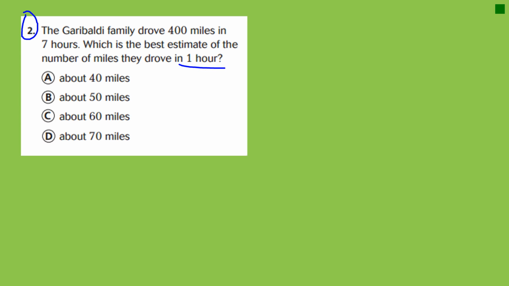Well, let's see here. I need to take 400 and separate it into the 7 hours. So yeah, this is a division problem, isn't it? I'm taking the big number of miles, separating it into the hours, because I want to find out what they drove per hour in 1 hour. Now I'm just going to look at these choices. 40, 50, 60, 70. Well, let's see, boys and girls, we can really think about this, guys. What's going to be the best fit, okay?